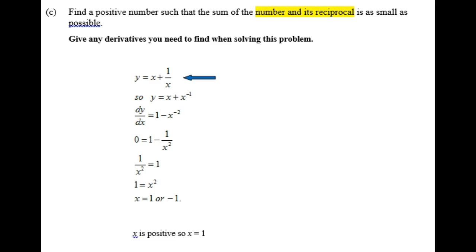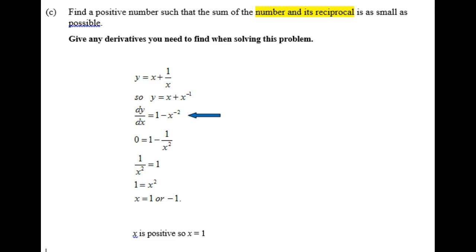Question C asks for the sum of the number and its reciprocal. And that's where the x plus 1 over x has come from. Now we need to differentiate that because we want to get it as small as possible. Any minimum or maximum, we differentiate and put our differential equal to 0.